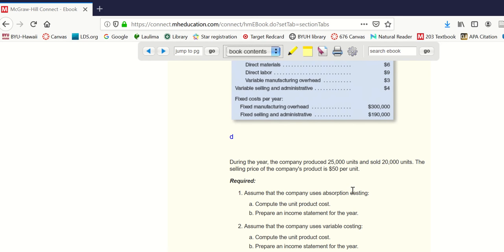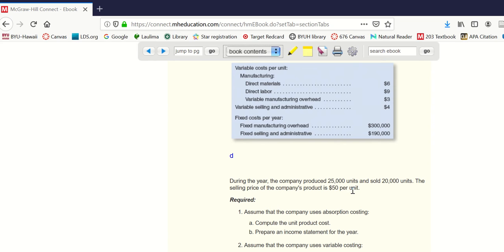Assume that the company uses absorption costing. So absorption costing would be more product versus period costing, right? So we'd put all the fixed overhead with the variable manufacturing overhead, the direct labor and the direct materials, and we would group together the variable selling and admin with the fixed selling and admin, right? And so we do our cost of goods sold in absorption costing.